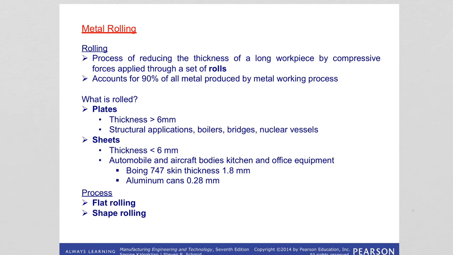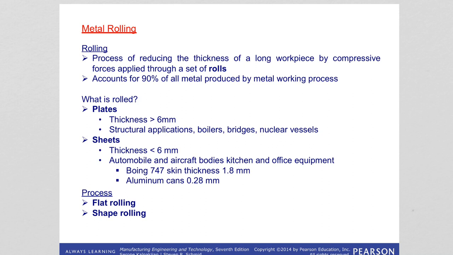So, what type of products do we make with the rolling process? Plates for ships, bridges, structures, large machines, sheet metal for car bodies, aircraft bodies, appliances, containers, foil for packaging, I-beams, railroad rails, seamless pipe and tubing, bolts, screws, threaded components.